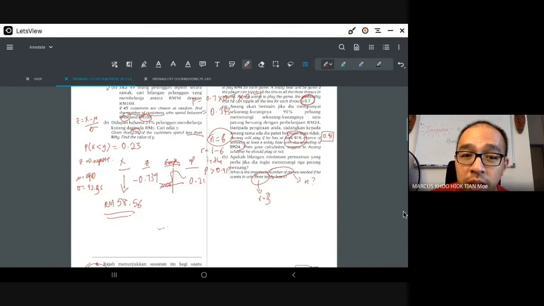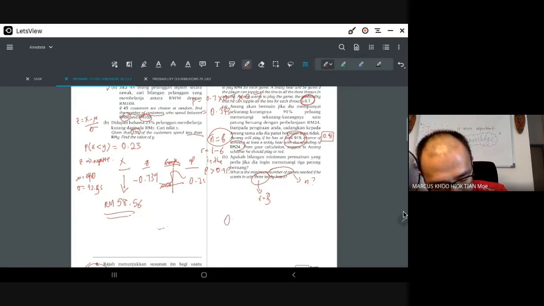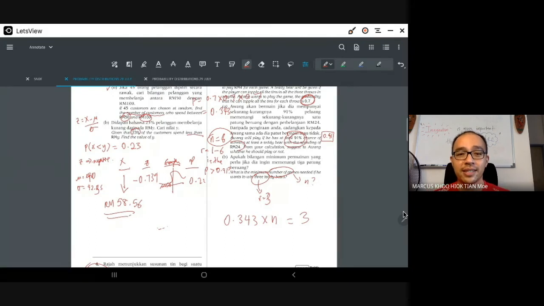So if he wants to win 3, isn't it just 0.343 times n equals to 3? Huh? Cannot be. Oh yeah lah, correct. If he wants to win 3 teddy bears, 6 kali 3 tak boleh set. Kenapa 6? No, ini tiada kaitan dengan A. A dengan B tiada kaitan sudah. A adalah kalau dia mau main 6 kali, bah.